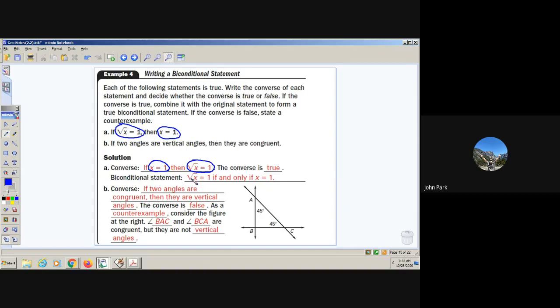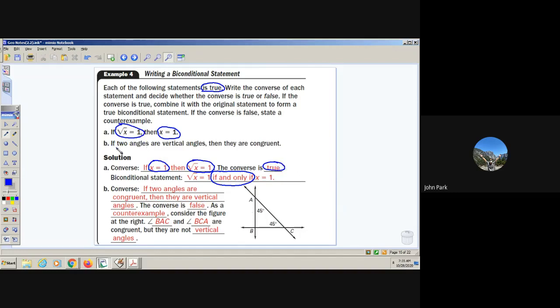So we could write the square root of x equals 1 if and only if, that's the biconditional magic phrase, x equals 1. This biconditional statement is true because the original statement we said was true, and then the converse turned out to be true as well.